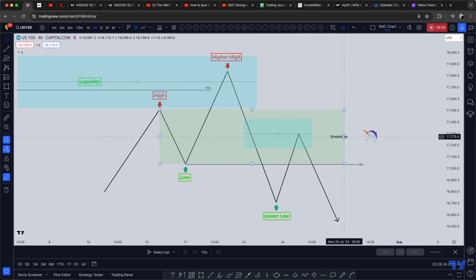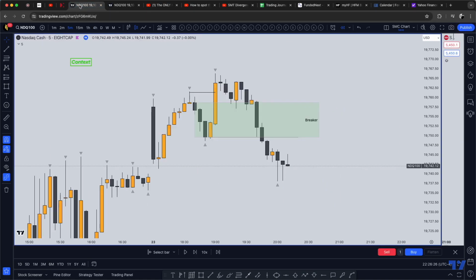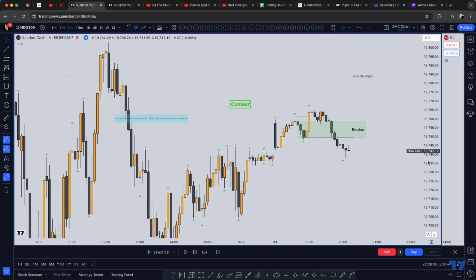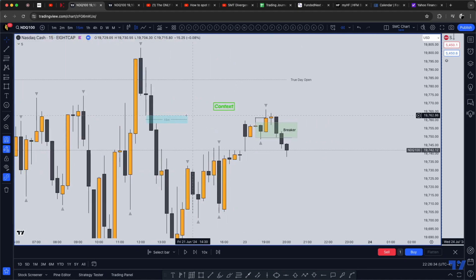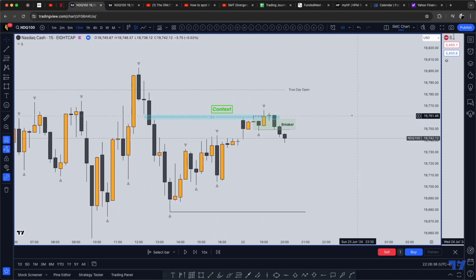Okay, we're not just paying attention to the breaker. So in this formation right here, what do we have? Okay, let's zoom out a little bit, and I'm gonna go to the 15-minute. For this particular example, I noticed this 15-minute fair value gap right here. The price was tapping this fair value gap.